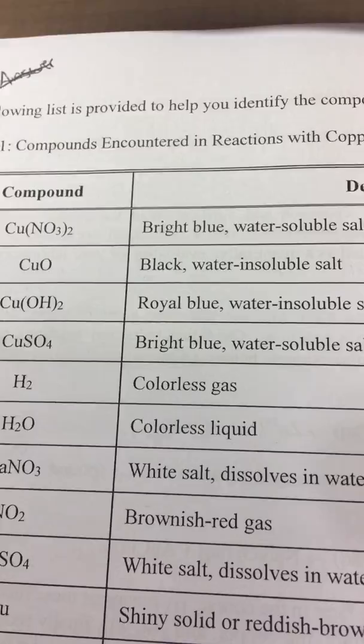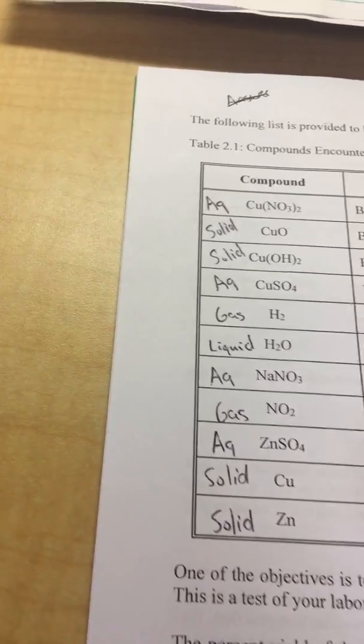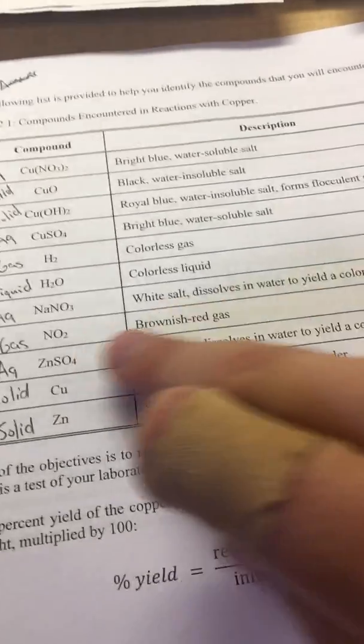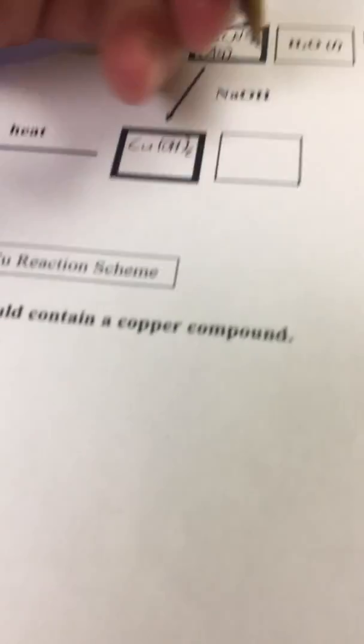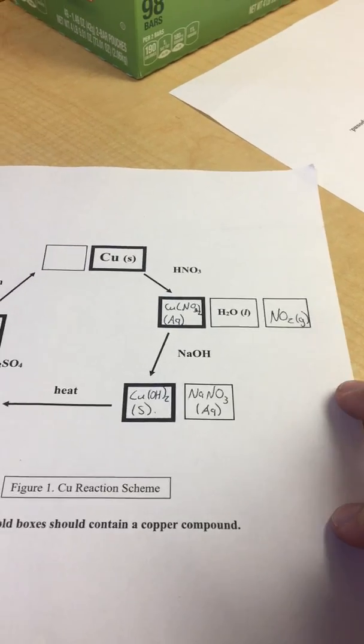And that soluble salt would be NaNO3 because it's white salt dissolves in water to yield a colorless solution. So right in this box we would write NaNO3, which is an aqueous solution. So NaNO3, aqueous. And then I forgot to put this as a solid right there. Okay, so we got these two filled out.